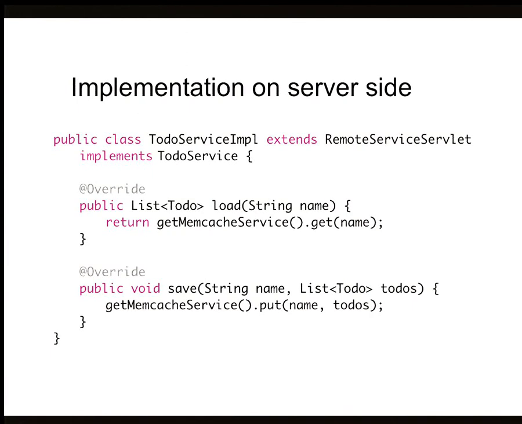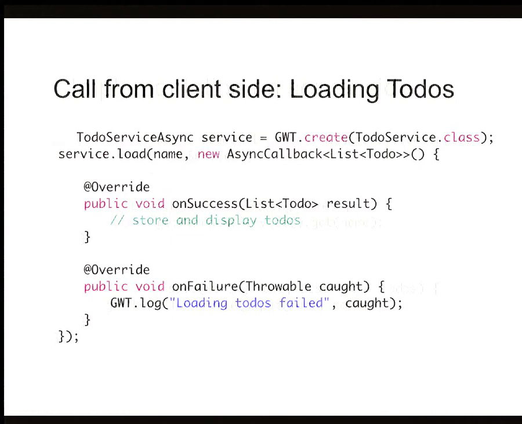GWT servers are just servlets, and we implement an interface, obviously having 2 methods, load and save. I think they are pretty obvious. You stick something in like an identifier and get back a list of to-dos, or you stick in an identifier and a list of to-dos, and then it gets either saved or loaded. That's pretty straightforward. I think you know code like this.